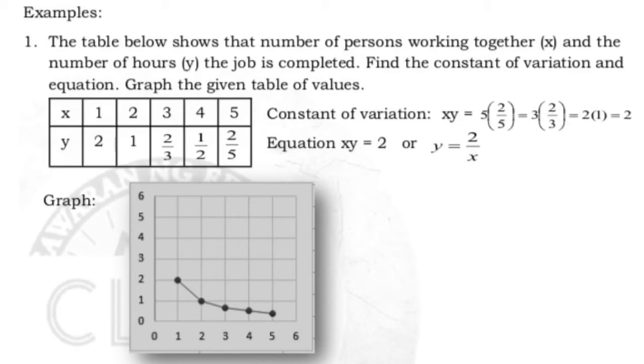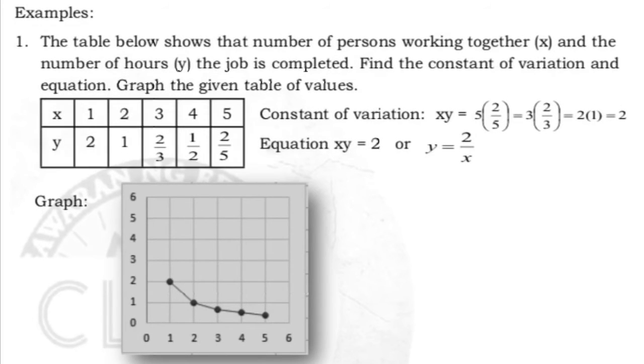So if we're going to find the constant of variation, we're going to use k equals x times y. If we take the last pair, x which is 5 and y which is 2/5, then 5 times 2/5 will be 2. Same with the third one, 3 times 2/3 is also equal to 2. Therefore, we can say that the constant of variation here is 2. So for the equation, that will be x times y equals 2, or y is equal to 2 over x.